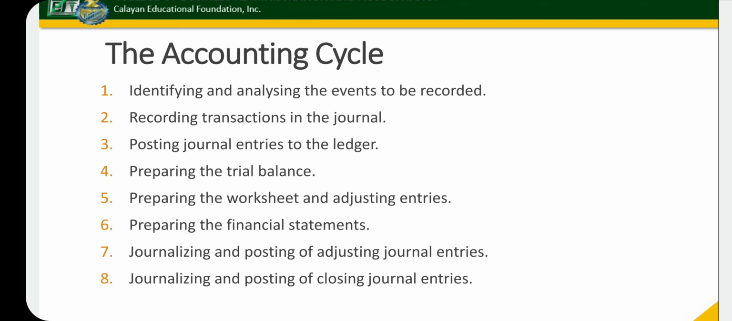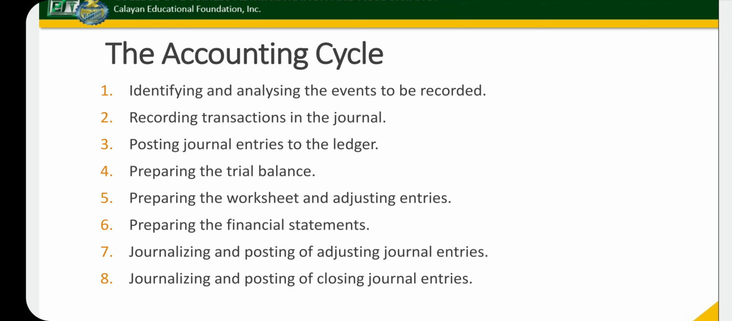Then number 4, we're going to prepare a preliminary trial balance. It is called a preliminary trial balance because there are no adjustments made to it yet. Then right after having the preliminary trial balance, we're going to prepare the worksheet and the adjusting entries. At the end of the period, there are some instances where there are necessary adjustments to be made on our previous records.